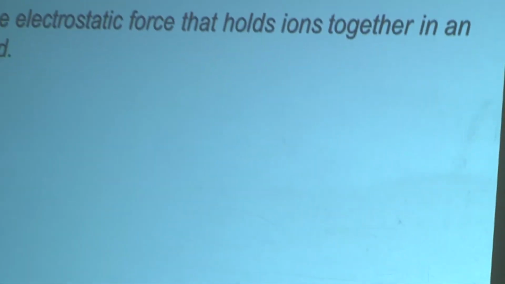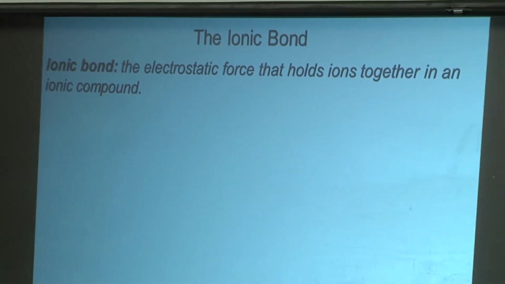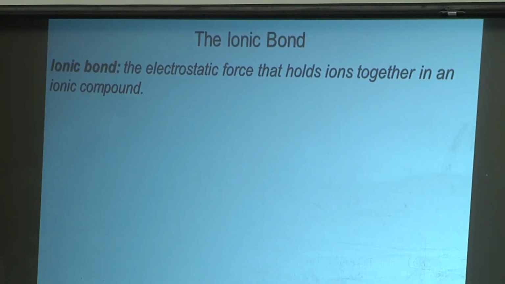Okay, so chapter 9, I kind of skipped over the cover slide, is on bonding, right? And so we've talked about bonds a little bit, but we haven't really formally met bonds. There's two major types of bonds that we're going to look at. One is called an ionic bond. The other one is called a covalent bond.